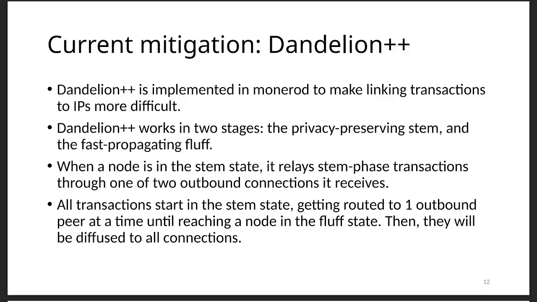Dandelion++ is implemented in Monero to make linking transactions to IPs more difficult. Dandelion++ works in two stages: the privacy-preserving stem and the fast-propagating fluff. When a node is in the stem state, it relays stem phase transactions through one of two outbound connections it receives. All transactions start in the stem state, getting routed to one outbound peer at a time until reaching a node in the fluff state. Then, they will be diffused to all connections.